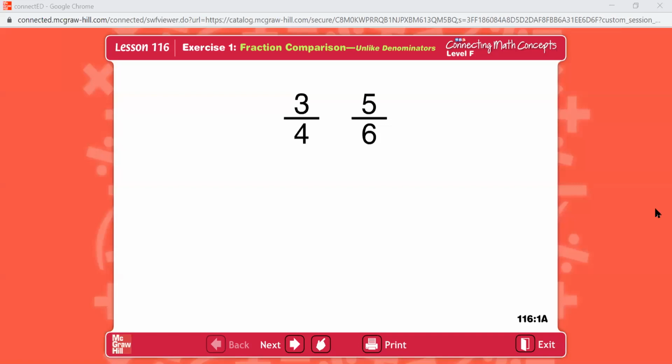Math lesson 116. Here's a new kind of problem. We're going to compare these fractions. To do that, we have to change both denominators. The denominators are 4 and 6.